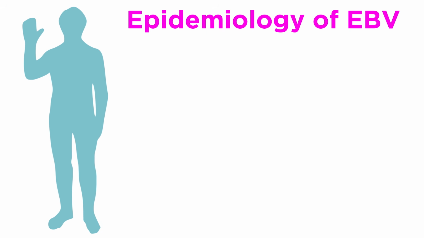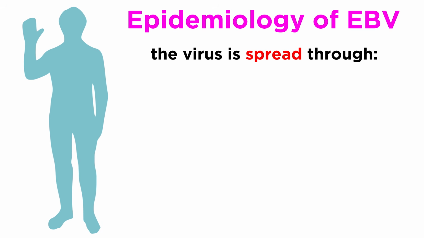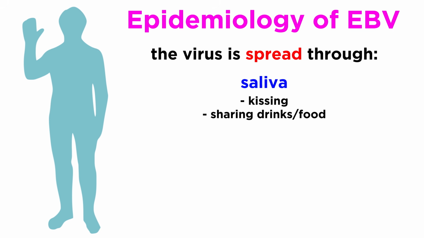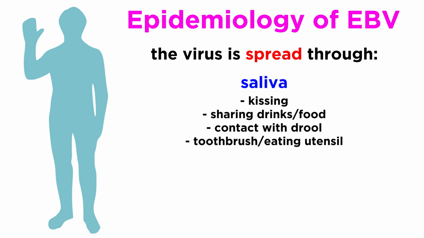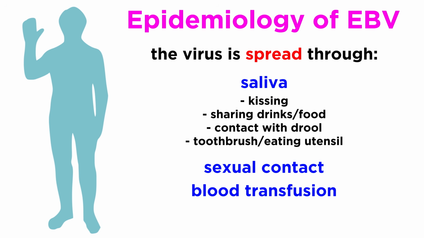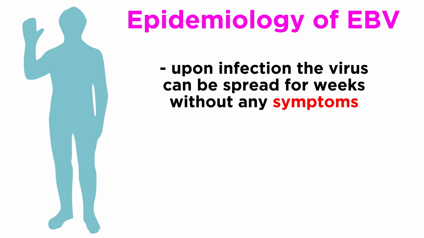Okay, let's scale back for a second and think about the epidemiology of EBV. The virus is spread very easily through saliva, which could be via kissing, sharing drinks or food, playing with a toy that another kid just drooled on, or by sharing a toothbrush or eating utensil. It can also be spread through other bodily fluids during sexual contact, and also by blood transfusion or organ transplants. When someone first gets infected with EBV, they can spread the virus for weeks before showing a single symptom.